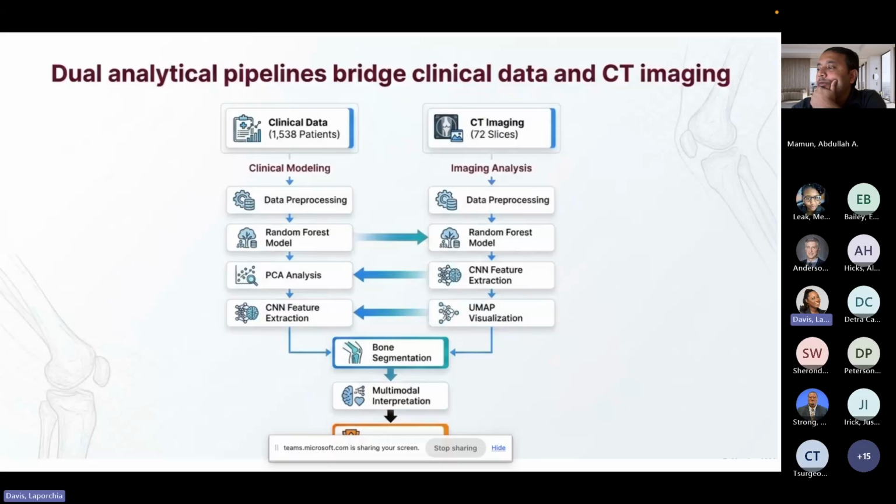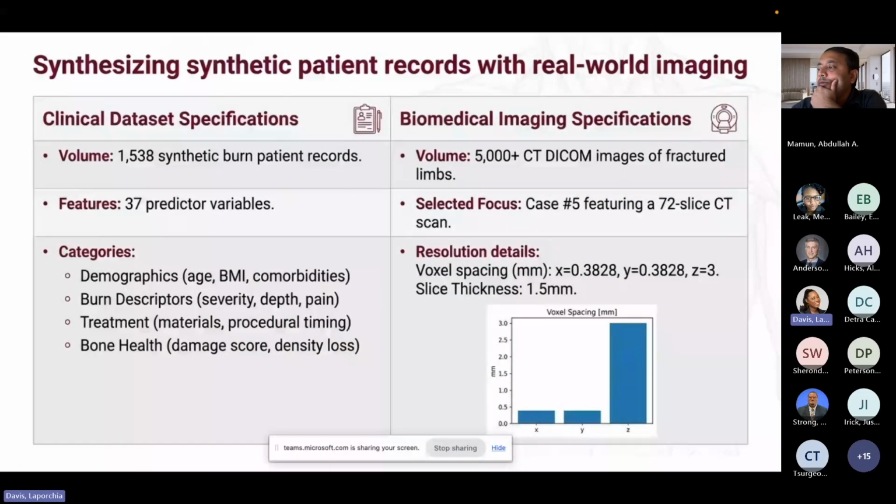Jumping into my data, I used two data sets. For the clinical data set, I looked at a synthetic clinical data set with over 1,500 burn patients, and it has about 37 predictive variables.